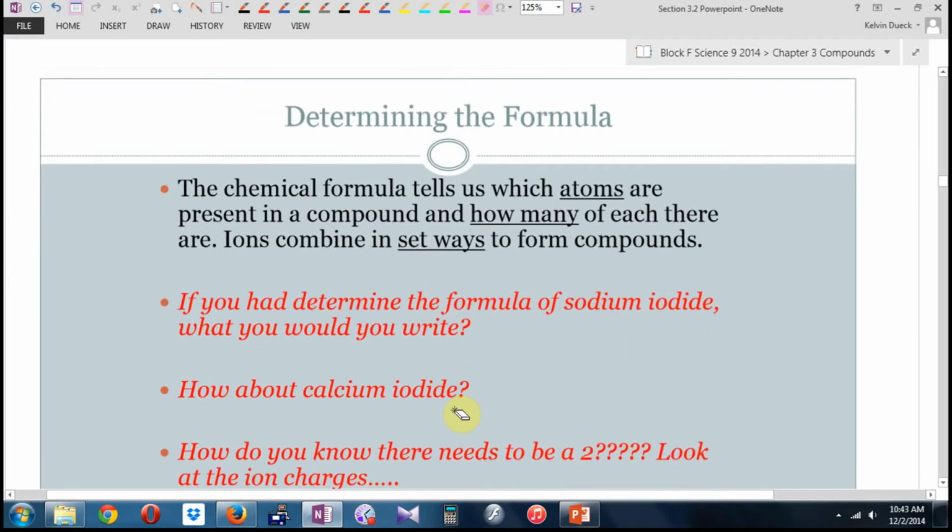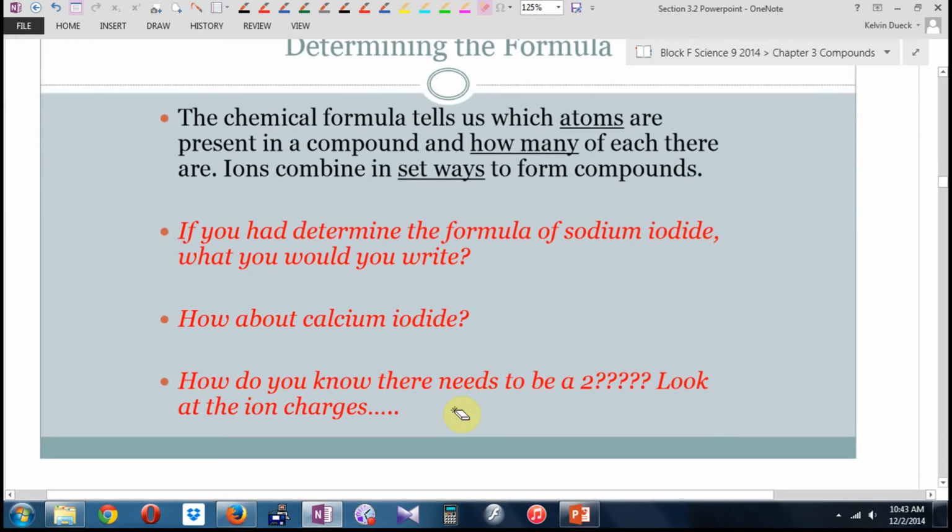This is not in your notes. This is just to help you think. If you had to determine the formula of sodium iodide, what would you write? Somewhere off in the margin, you would write, okay, here's sodium. Sodium is going to become an ion. What's sodium's charge? Plus. Here's iodine, but it's going to become an ion and combine, so we're going to call it iodide. Minus.